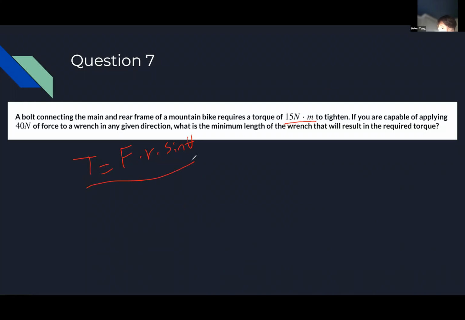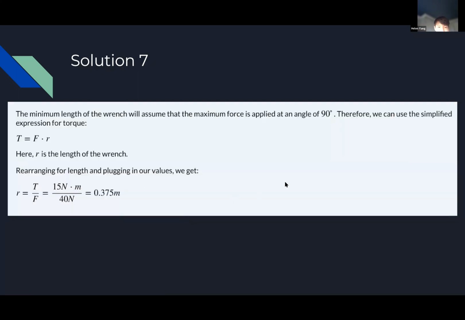Using this formula, the sine, we can just make it sine 90 since it's any direction. So it would be R is equal to torque over F, it would be 15 newton meters over 40 newtons. So that would be 0.375 meters. So this is the solution again.